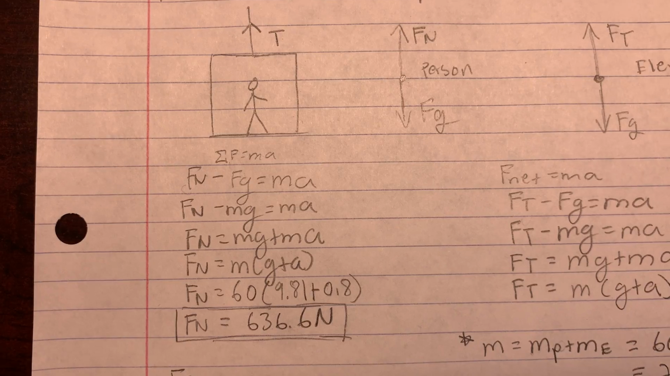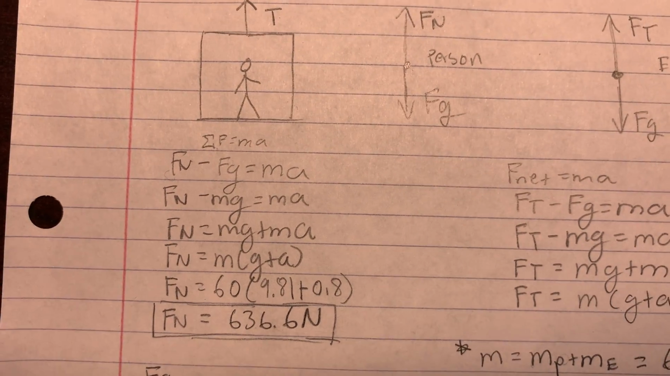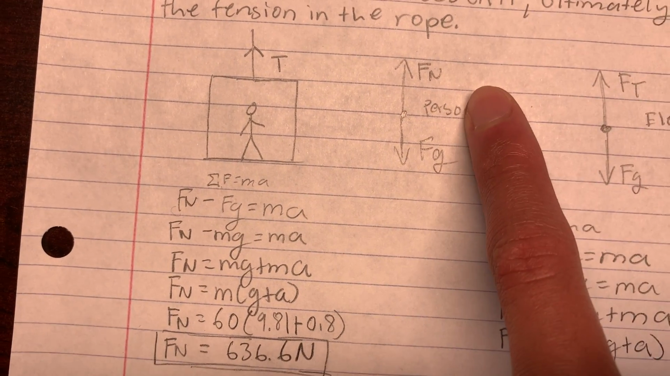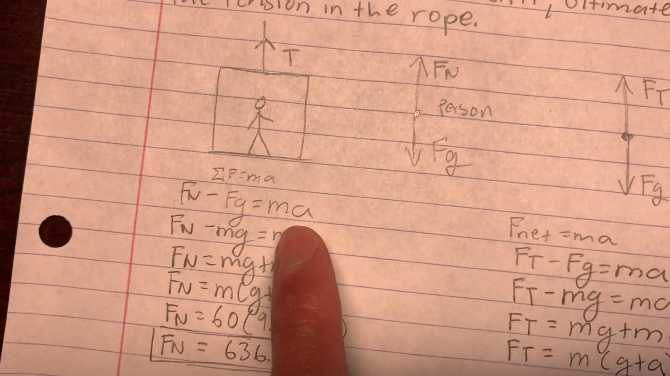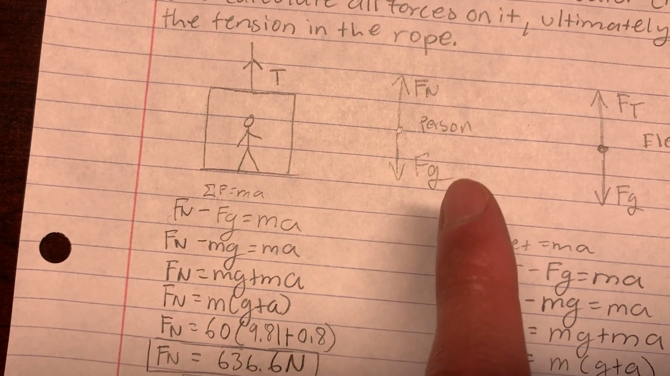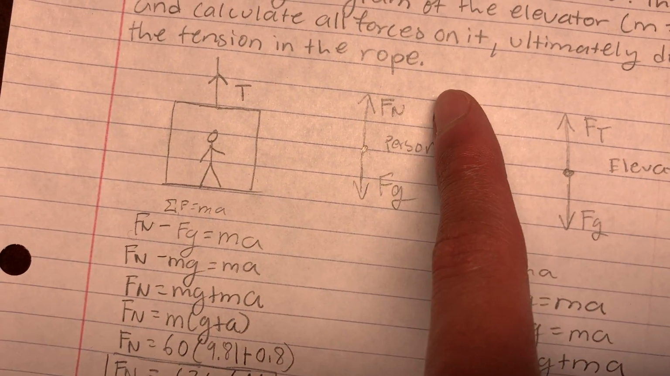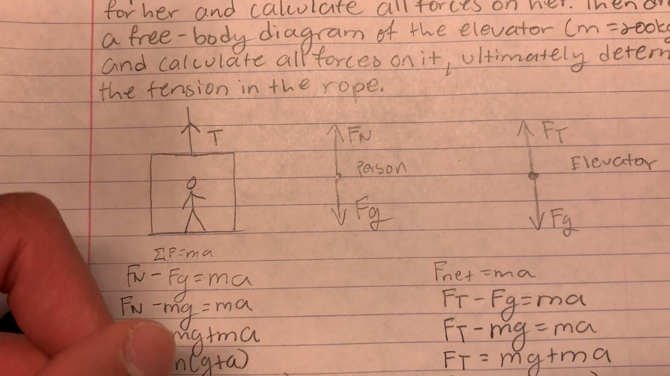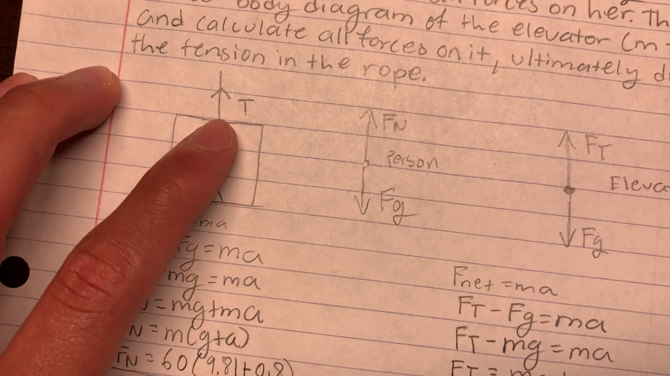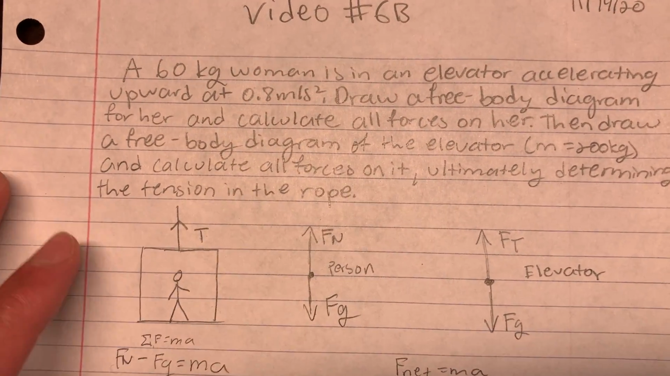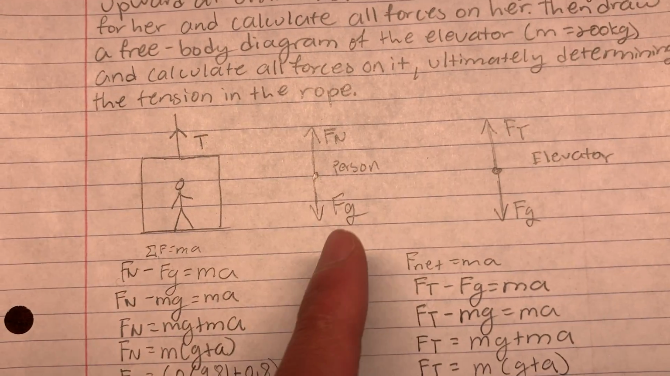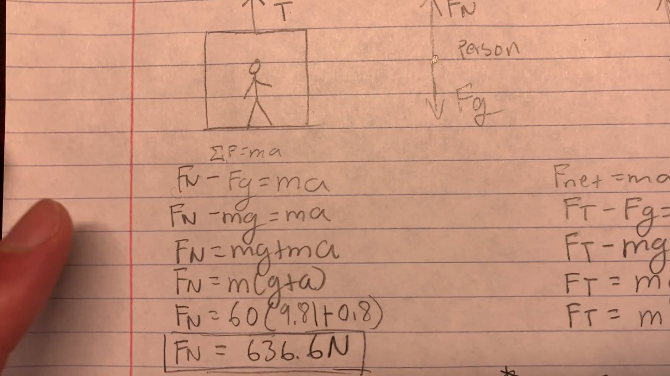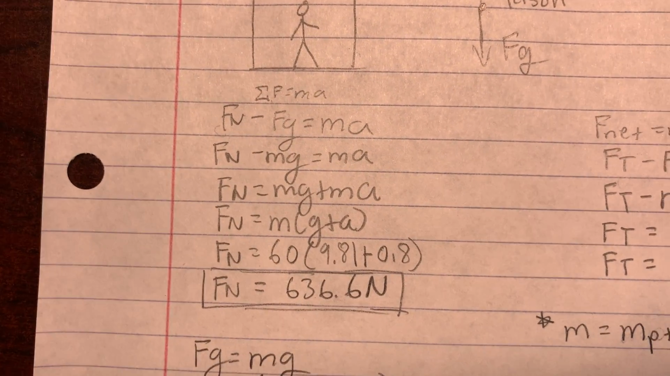The formula is F equals ma, or the net force is equivalent to ma. So you do F_N minus F_g equals ma. The reason we do normal force minus force of gravity instead of force of gravity minus normal force is because the elevator is accelerating upward in the positive direction, as you can see by this arrow, at 0.8 meters per second squared. Therefore, the normal force is positive and the force of gravity is negative. So it would be F_N minus F_g equals ma.